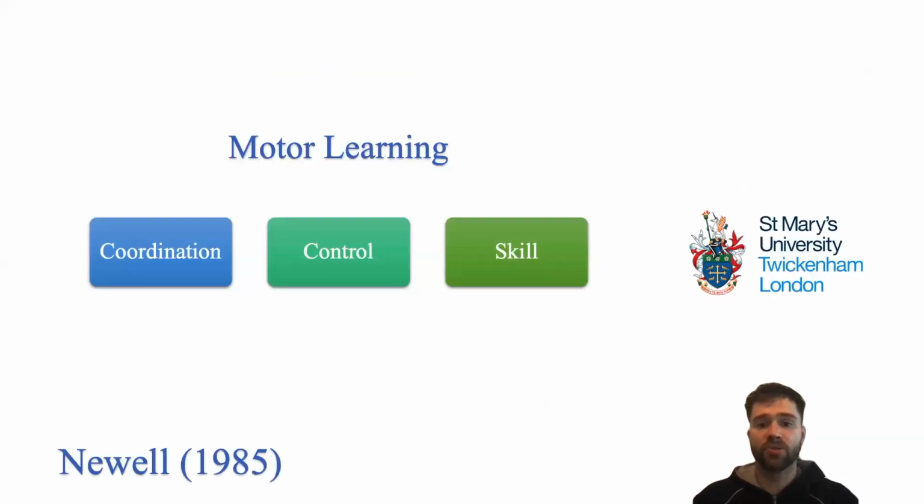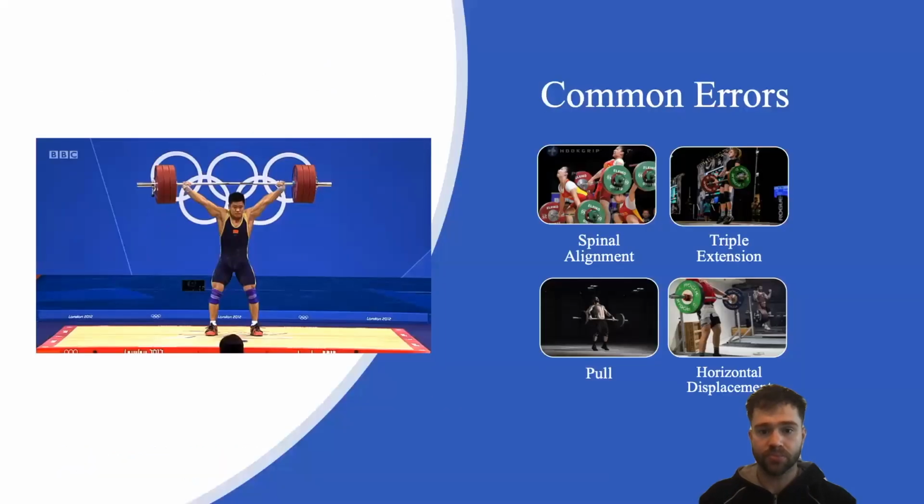So Newell's model of motor learning looked at coordination and control before enhancing skills. And he used a constraints-led approach to consider the external factors that affect the athlete from their environment, rather than just looking at the internal processing of their central nervous system. Today's presentation is specifically going to look at motor learning in relation to weightlifting.